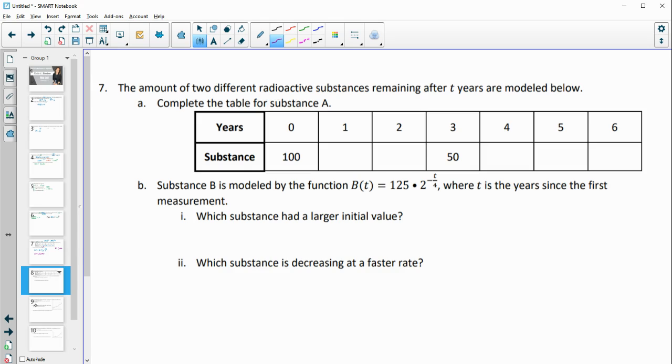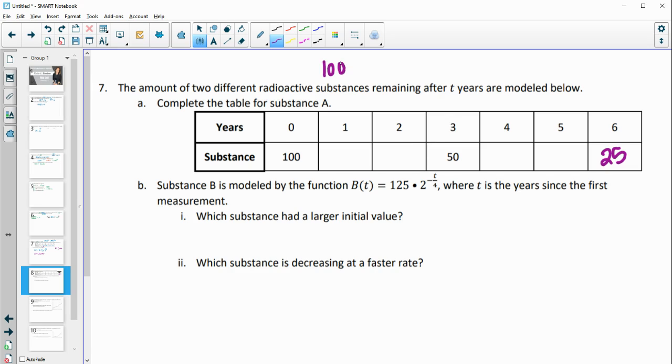Then number 7 says the amount of 2 different radioactive substances remaining after T years are modeled below. Complete the table for substance A. So we can see that substance A reduces by half after 3 years. So we could then reduce it by half to get to this 6 here. Then it's reducing by half every 3 years. That means in 1 year, it's reducing by a third of that.